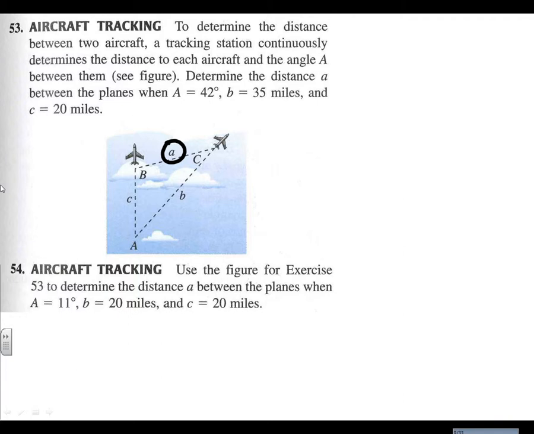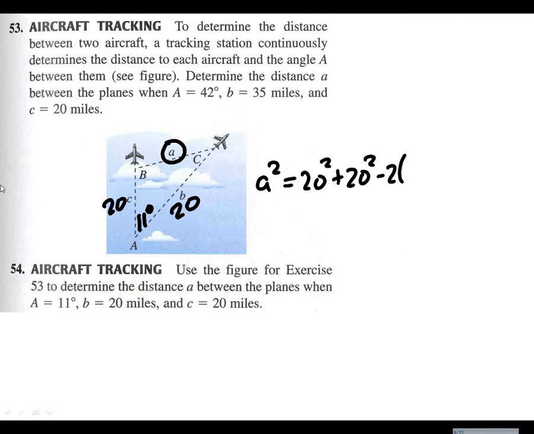When angle A is 11 degrees, B is 20 miles, and C is also 20 miles. So this is a straight law of cosines problem. A squared is equal to 20 squared plus 20 squared minus 2 times 20 times 20 times the cosine of 11. And so we'll plug that straight in.